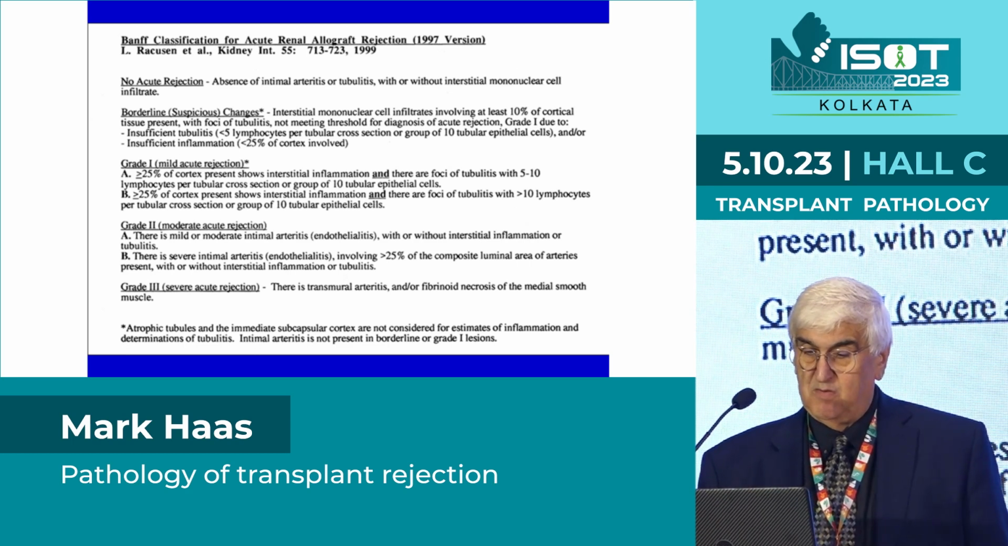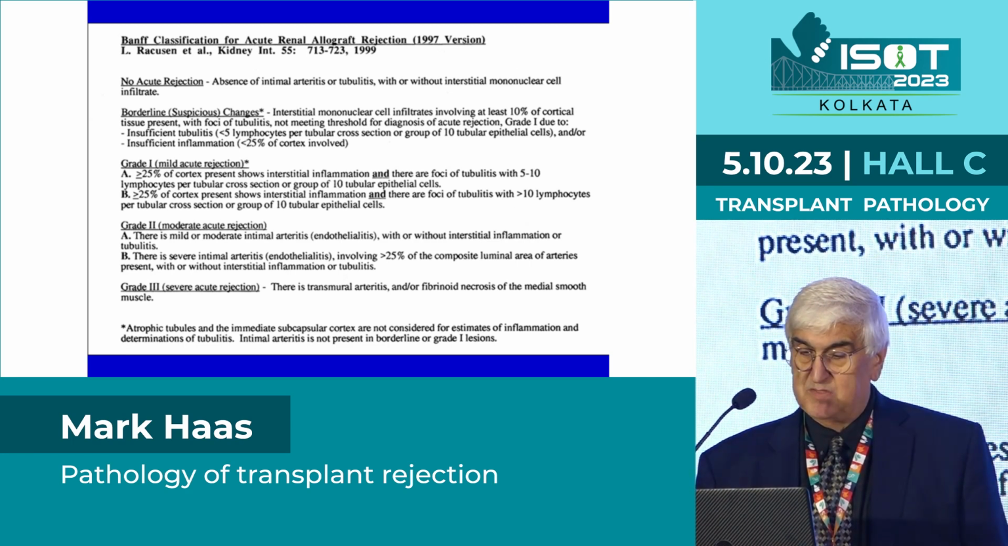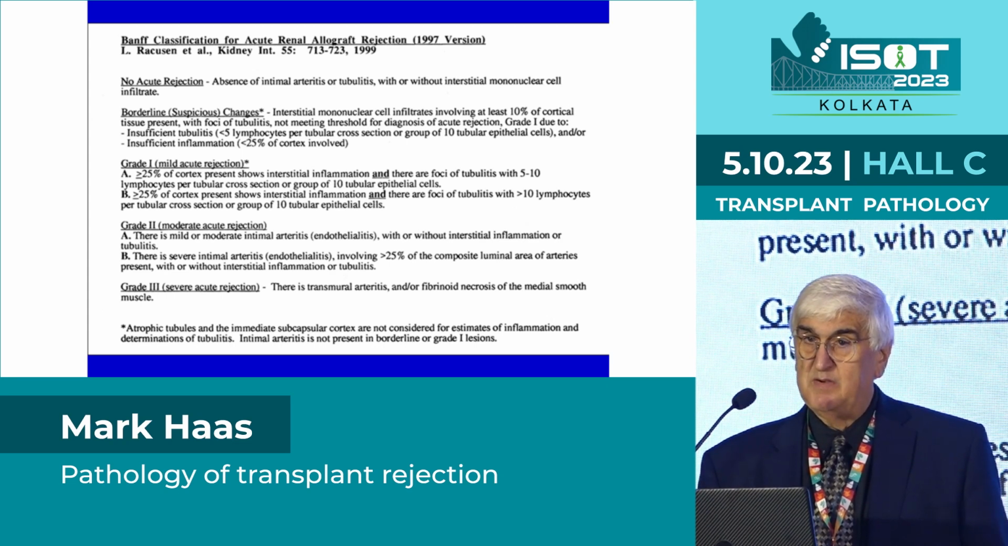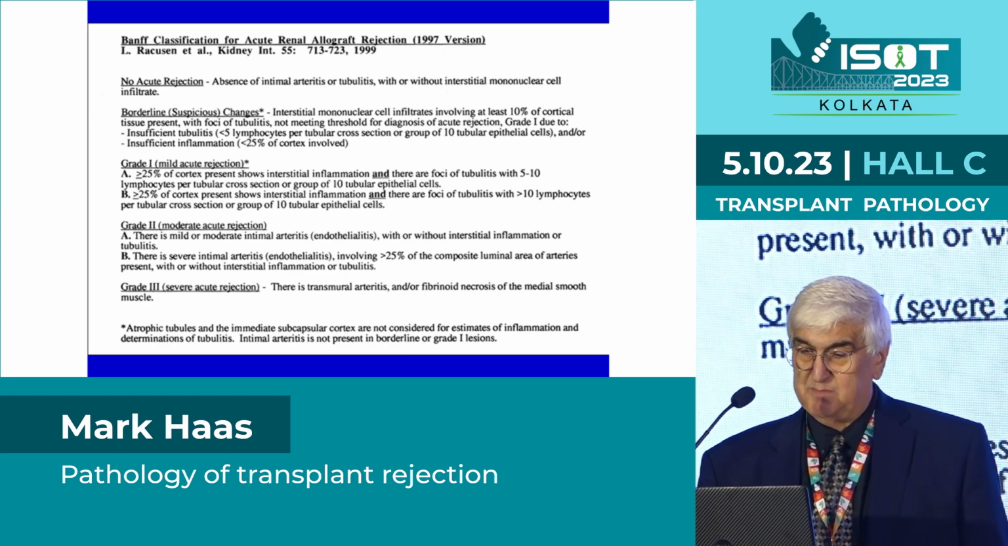If there's intimal arteritis with preservation of most of the luminal area, this is a grade 2. If there's occlusion of more than 25% of the lumen, grade 2B. And if there is transmural arteritis or fibrinoid necrosis, this is a grade 3 rejection. If there's interstitial inflammation and tubulitis that involves at least 10% of the cortex but does not meet criteria for a grade 1 rejection, this is termed borderline or suspicious.